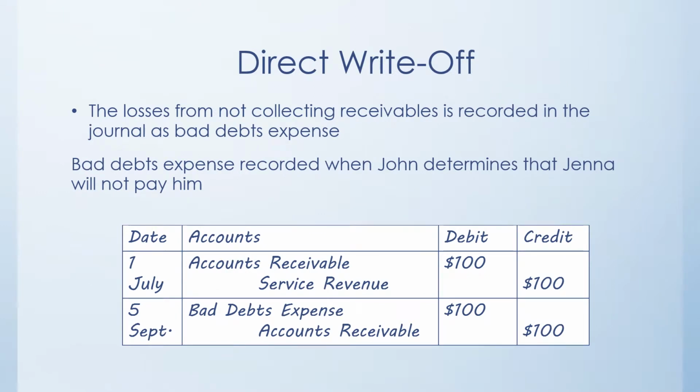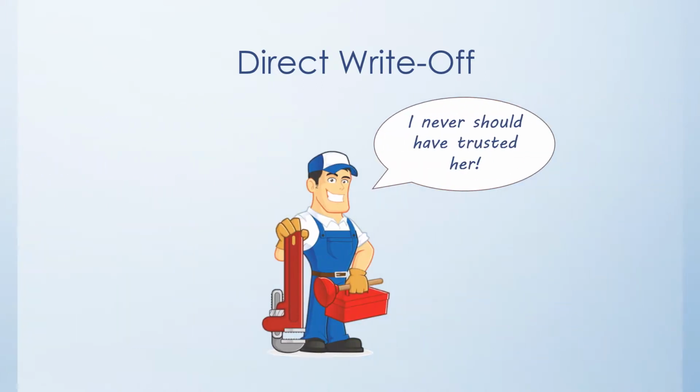This receivable would be deemed uncollectible. There are two ways to deal with this. The first is direct write-off. Using this method, John records bad debts expense when he believes that he will never receive Jenna's payment. Bad debts expense represents the cash which he would have obtained but didn't. We can now see how direct write-off is recorded in these journal entries.